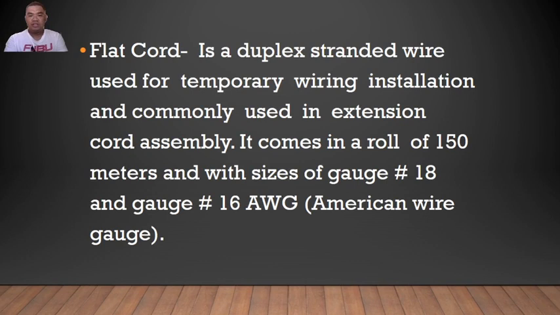So it comes in a roll of 150 meters and with the sizes of gauge number 18 and gauge number 16. So American wire gauge, no? So the flat cord is usually used for temporary wiring, meaning it is not used permanently. Sometimes the most common use of a flat cord is on extension wires.